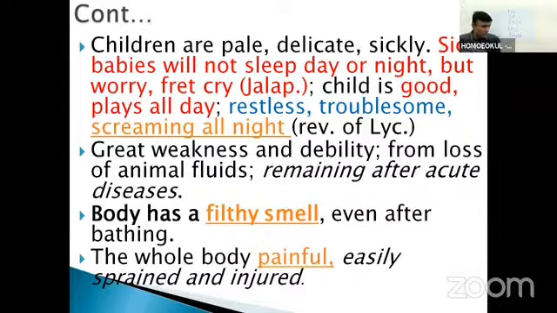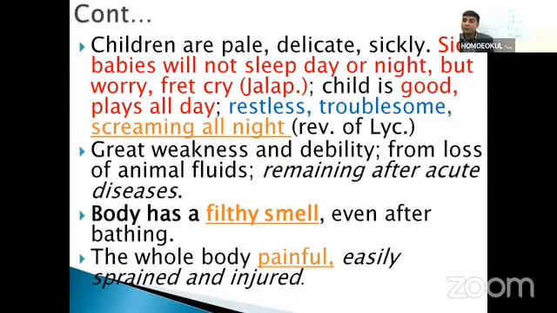Whole body painful, easily sprained and injured. This is arranged as per your actual source book of Allen's Keynote. Okay, if you are reading some rearranged edition, you will not get all lines in order. So, whole body painful, easily sprained and injured.